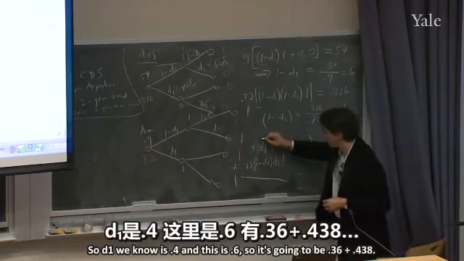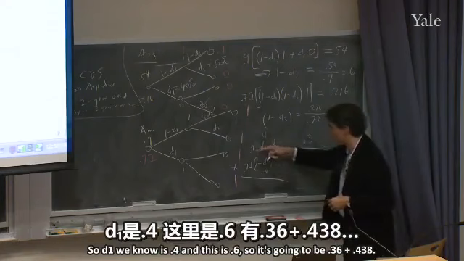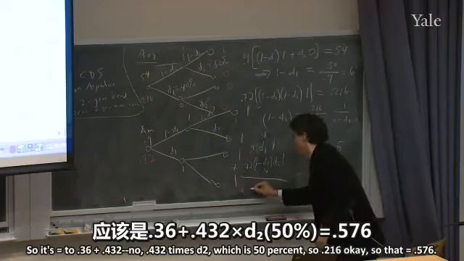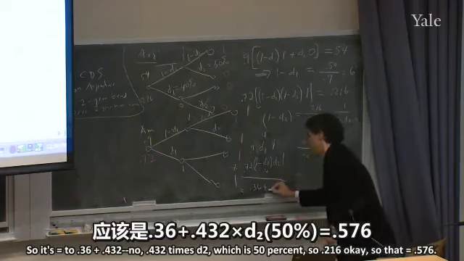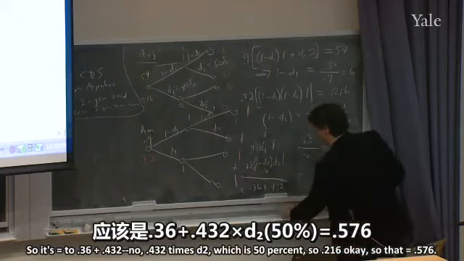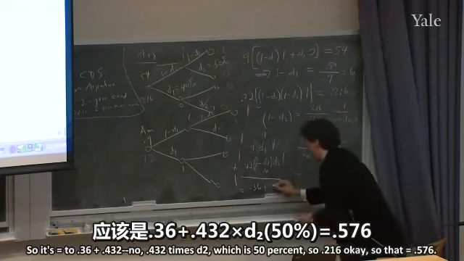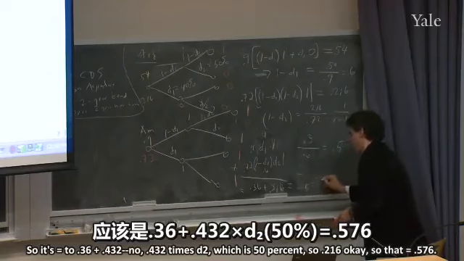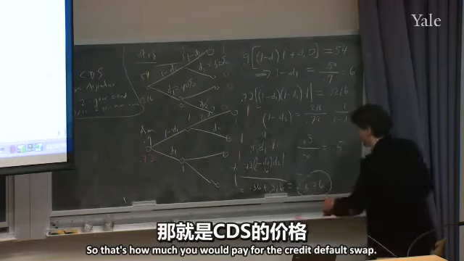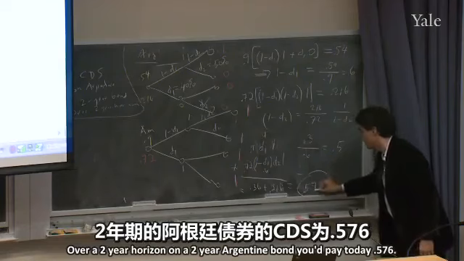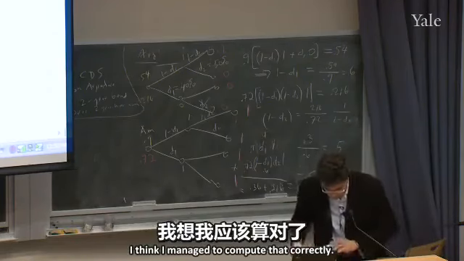So D1 we know is 0.4, and this is 0.6, so it's going to be 0.36 plus 0.432. 0.432 times D2, which is 50%, so 0.216. Okay, so that equals 0.576. So that's how much you would pay for the credit default swap over a 2-year horizon on a 2-year Argentine bond. You'd pay today 0.576. I think I managed to compute that correctly.